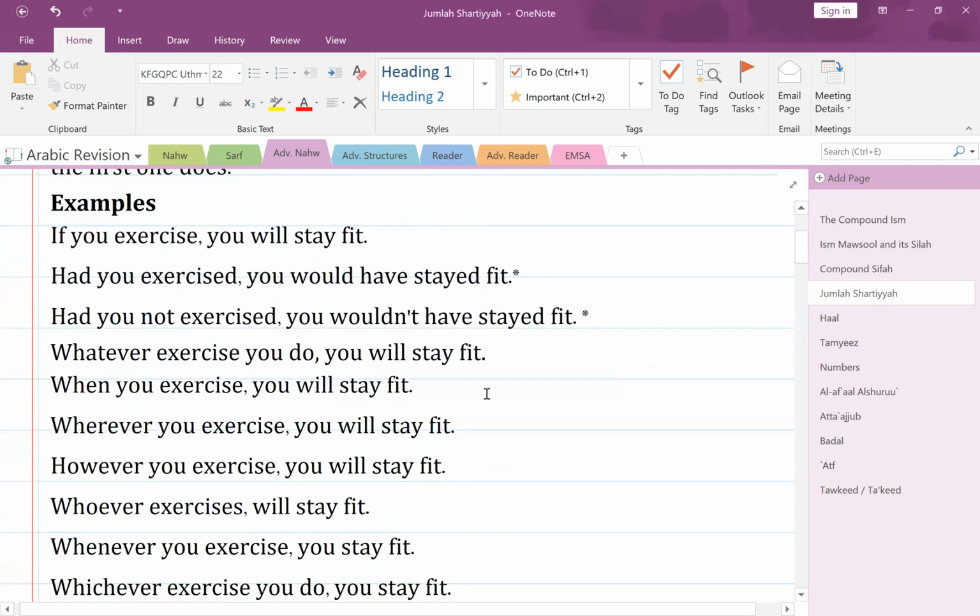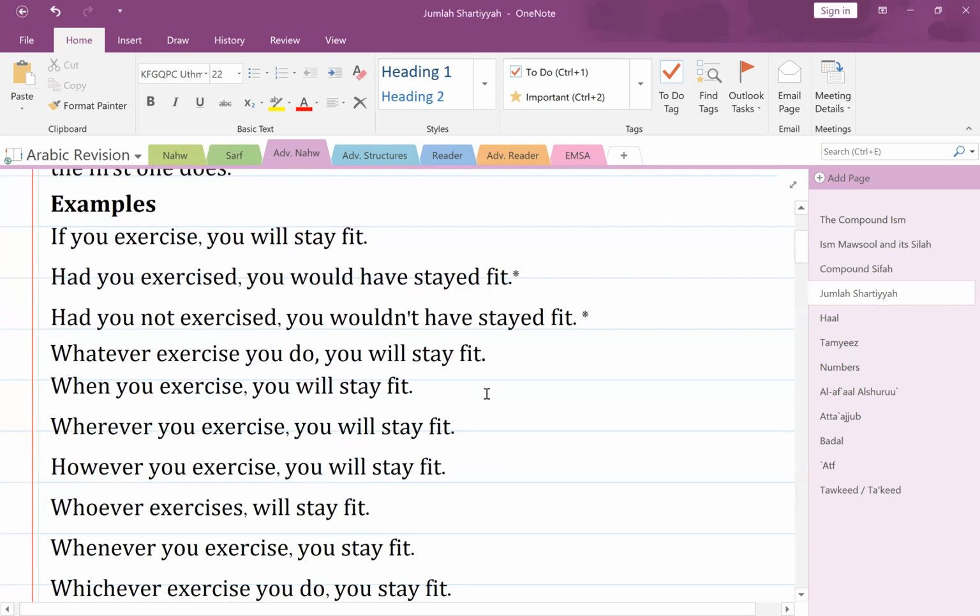So let's look at some examples of what a conditional sentence looks like in English, just to get the general idea of what this is. For example, if I said, if you exercise, you will stay fit. Or if I said, had you exercised, you would have stayed fit. Or had you not exercised, you wouldn't have stayed fit.